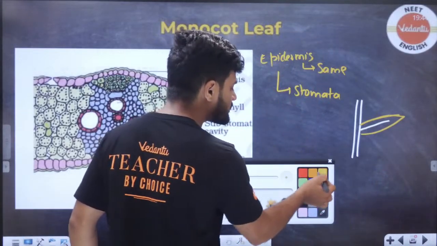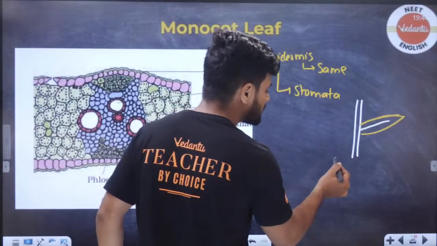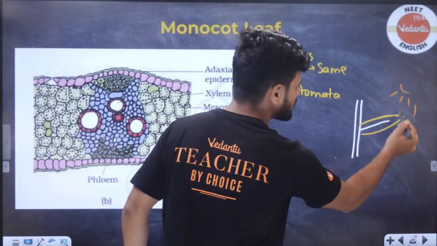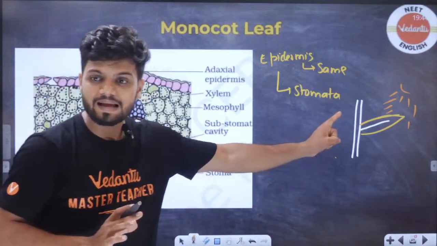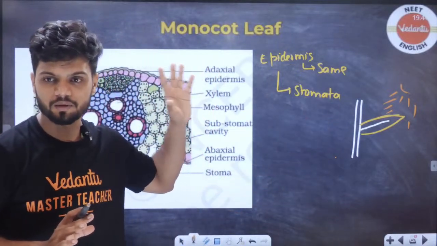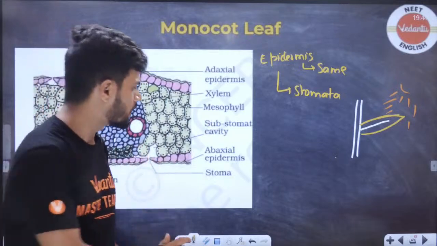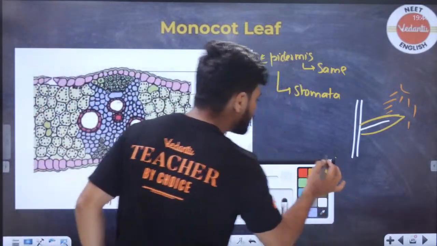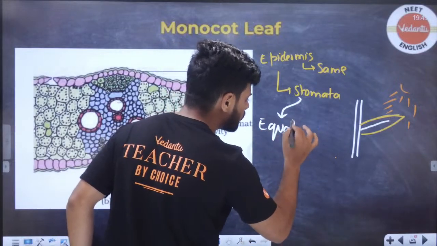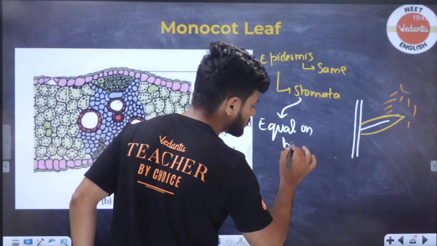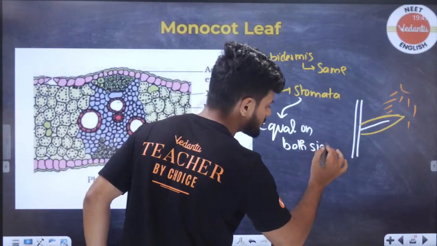Now in such cases, the sunlight doesn't play much role. Sunlight is hitting almost equally all around. And with that, can I say stomata is generally equal on both sides.